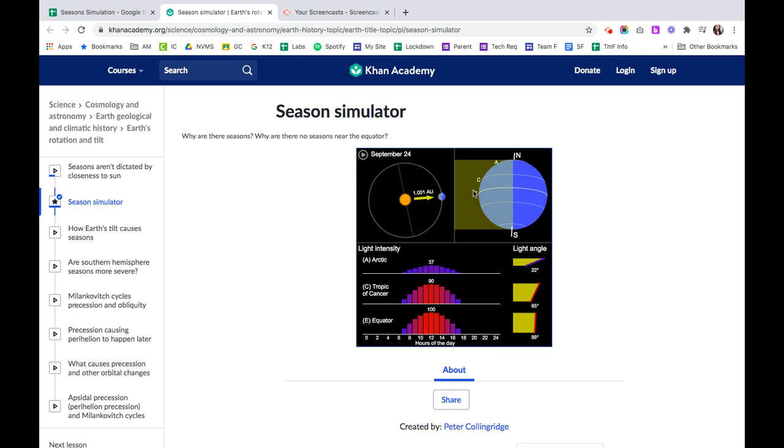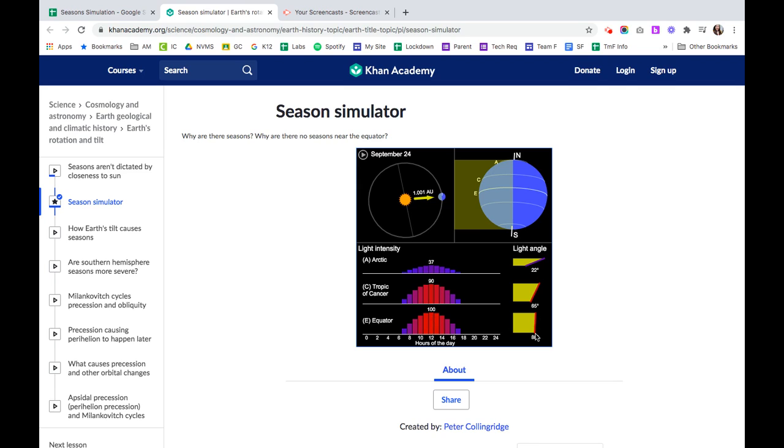The only thing that does make a difference, however, is that because the Earth is round, the angle of light that each location receives is going to be different. Because the Earth is round, it's going to hit it at different angles. In this image, the equator is right here. It hits the equator almost dead on, so it's almost 90 degrees at this date. What that means is that the light intensity is really high. The higher the bar in these graphs, the more intense the light is.